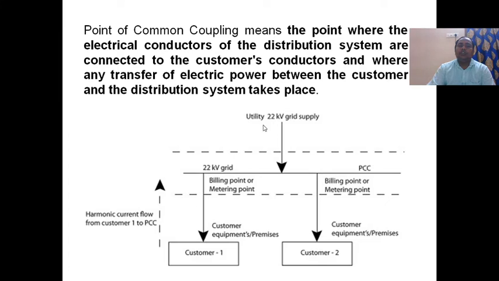Please observe carefully. So this is a diagram. Utility 22 kV grid supply system. This is a conductor. This is customer 1 conductor, where the distribution system meets the customer 1 conductor, the meeting point is nothing but the billing point or metering point. This is customer 2, customer equipment and premises building point or metering point. Harmonic current flows from customer 1 to the point of common coupling. This is a diagram.